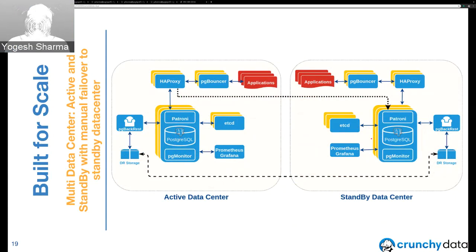So the key difference is that these two are independent clusters. As you can see, each one has its own HCD, and there is no connectivity between these two HCD nodes, either side. They have their own Prometheus, Grafana, etc. We can stretch the cluster, but it has its own pitfalls. We have to think about a lot of other things.